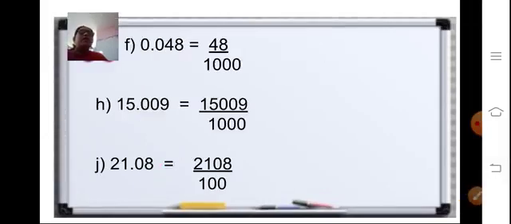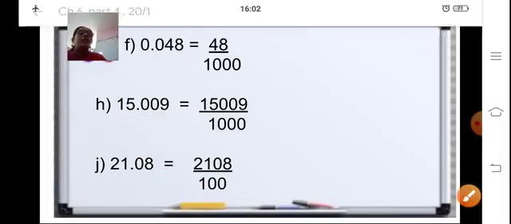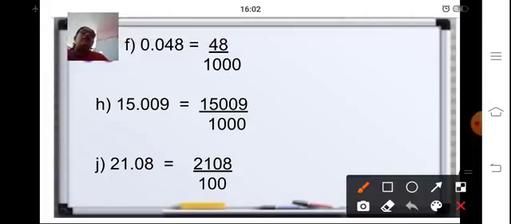Now the third sum, that is 0.048. So 48 you will write as it is. Okay. Now after the decimal point 3 places, 1, 2 and 3. So 3 places means 1 followed by 3 zeros. So your denominator will be 1000. So your answer is 48 upon 1000.